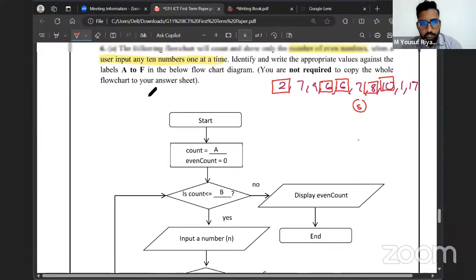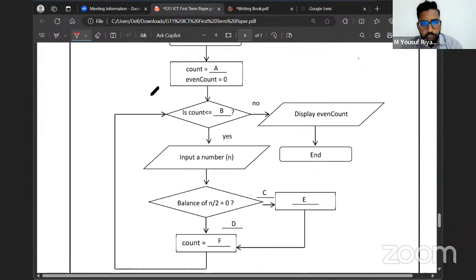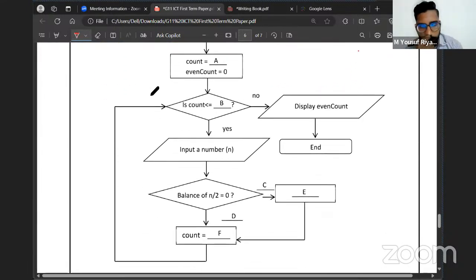Perfect. Let's go through this now. Start. Count equals something, even count equals 0. So we can start using, let's say, count equals 1, and is count less than or equal to 10. What I'm going to do here is repeat these instructions, all the instructions that are here. I'm going to repeat them again and again. That's why you can see the flow coming back to that condition. I'll be checking here: is count less than or equal to 10? So I'm going to use the value 10.